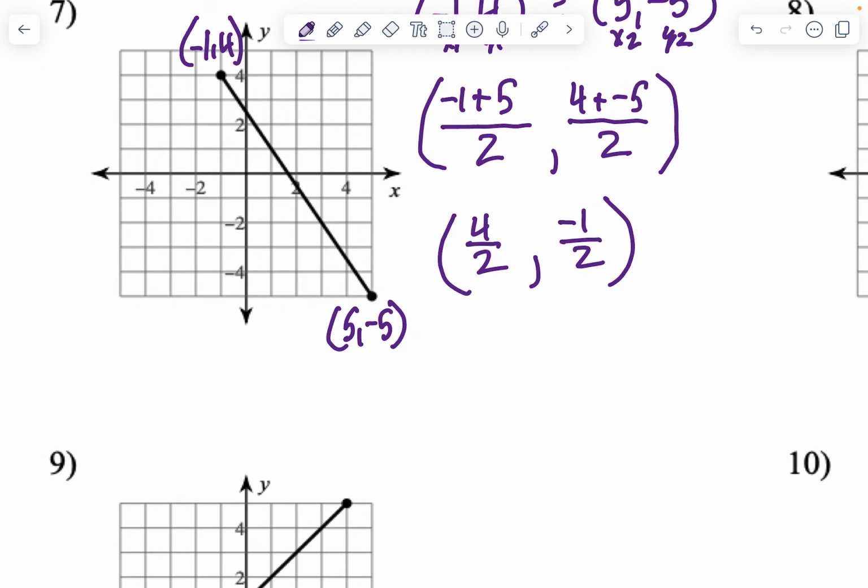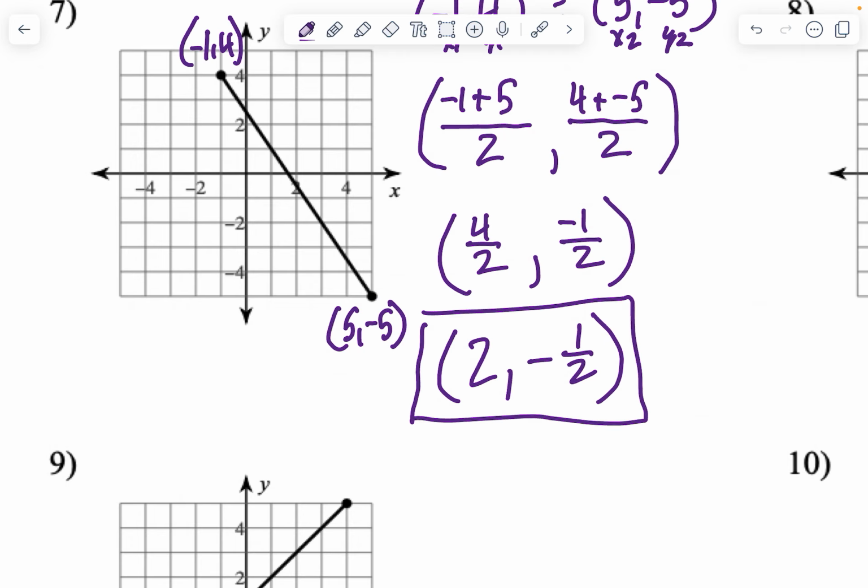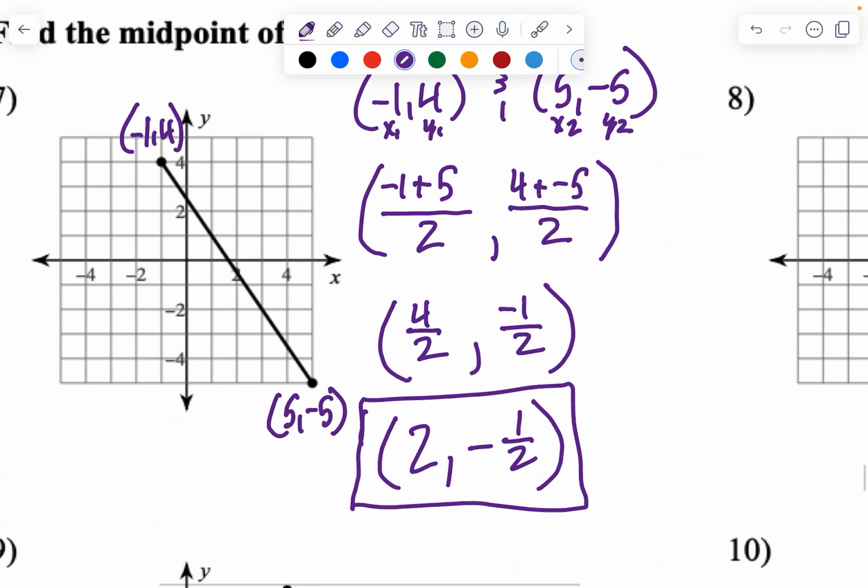Oh, turn the pen back on. 2, -1/2. There we go. Okay, so I'm just going to leave my answer as that. Remember, you can also leave it as -0.5 for that y value there.